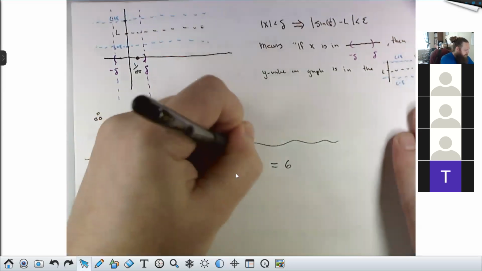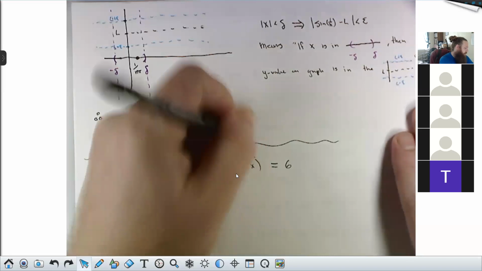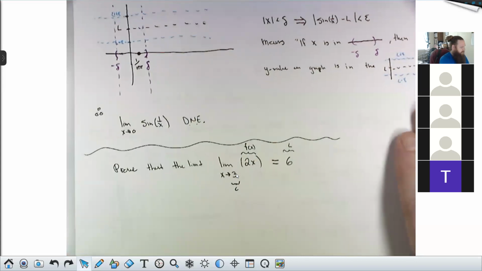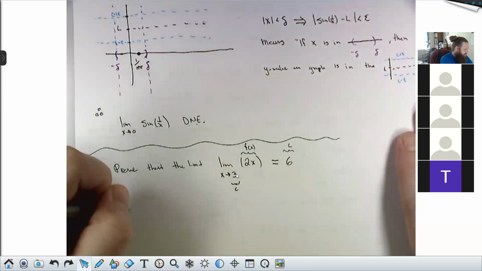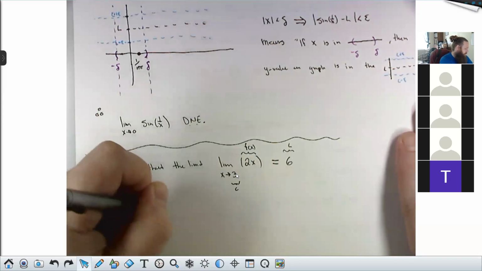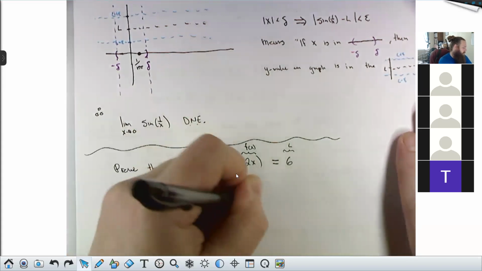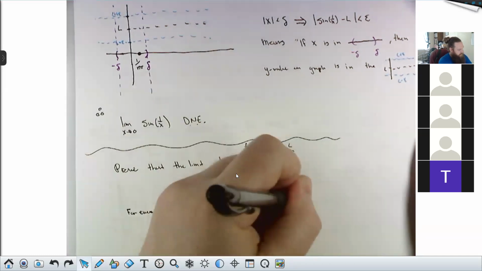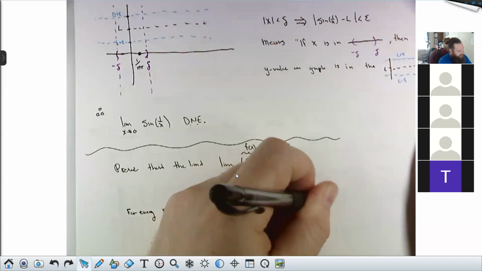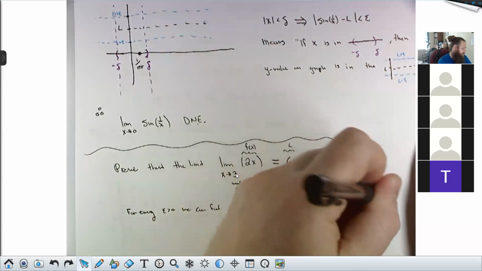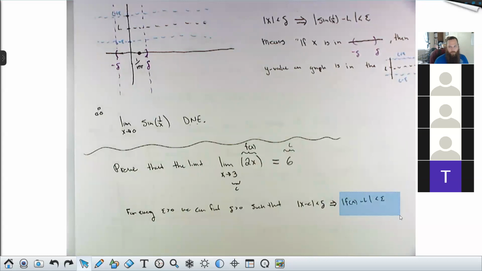All right, so here's my f of x. Here's my L, and here's my C. If I want to plug these into the definition, that definition says: for every epsilon greater than 0, we can find delta greater than 0 such that abs x minus c less than delta implies abs f of x minus L is less than epsilon. In practice, you usually start with this and work backwards to find your delta.